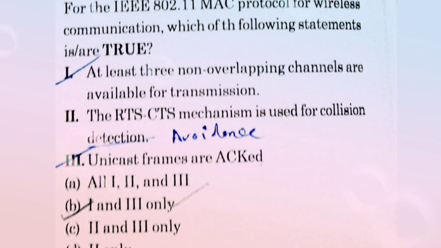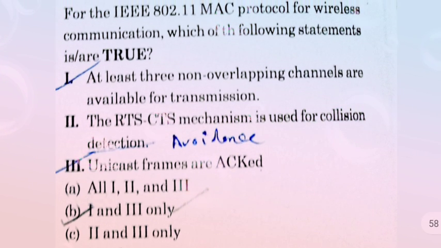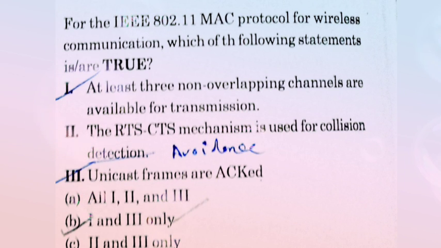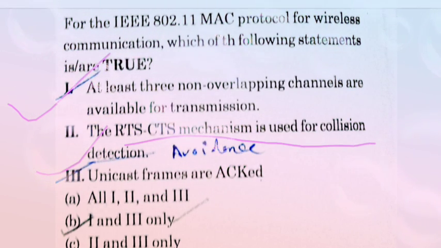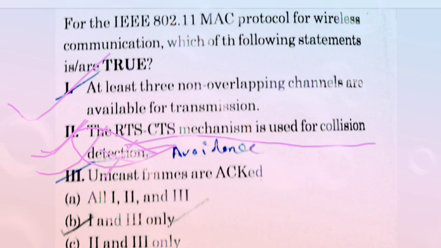For the IEEE 802.11 MAC protocol for wireless communication, which of the following statements is true? You have three statements. Statement first, at least 3 non-overlapping channels are available for the transmission. Second, the RTS/CTS mechanism is used for collision detection. And third, unicast frames are acknowledged. So the correct and true statements are only first and third, because we know that the RTS/CTS mechanism is used for collision avoidance, not detection. Due to this reason, the second statement is false. So on the basis of this, the first and third statements are correct.